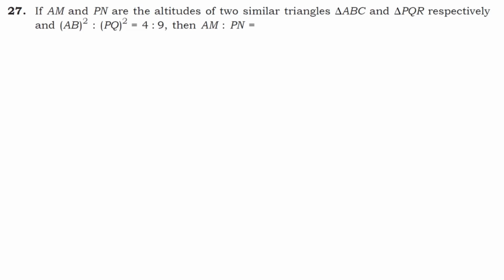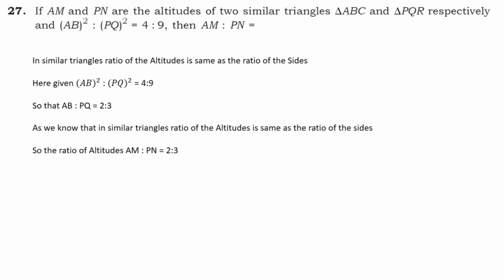AM and PN are altitudes of two similar triangles ABC and PQR respectively, and AB whole square is to PQ whole square equal to 4 is to 9. Then AM is to PN is. In similar triangles, the ratio of the altitudes is the same as the ratio of the sides. So given AB square is to PQ square equal to 4 is to 9, taking square root of both sides, AB is to PQ equal to 2 is to 3. As we know that in similar triangles, the ratio of altitudes is the same as the ratio of sides. So the ratio of altitude AM is to PN is the same as AB is to PQ, and the answer is 2 is to 3.